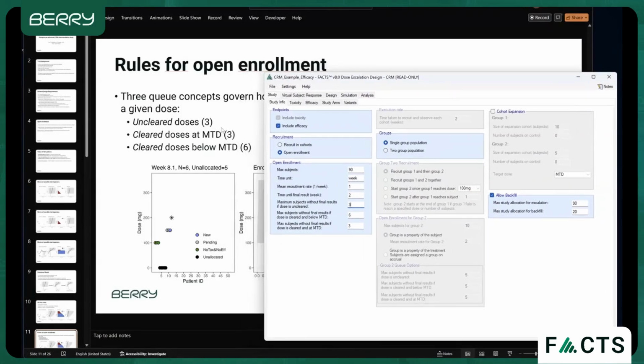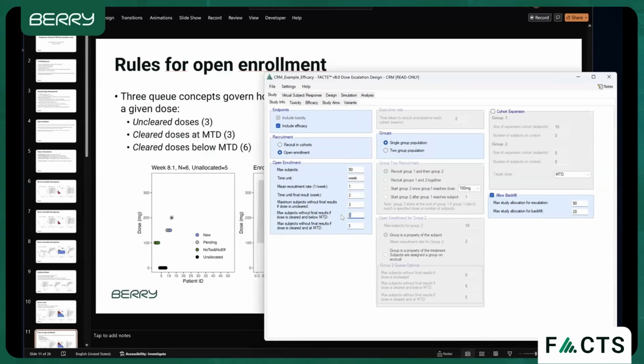Okay. So let's get back to these three queue concepts. That's how many patients we allow to be, for example, at these uncleared doses at the same time. But then in the process of the dose escalation algorithm, maybe at some point we de-escalate, and then we are at a dose that is already cleared. And then the question is, how many patients do we allow there? And we could tweak these numbers if we want a different behavior.